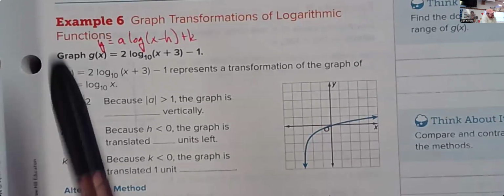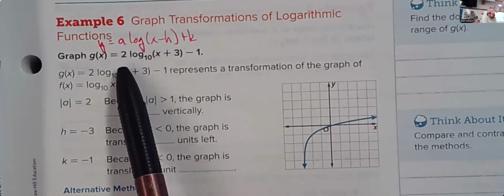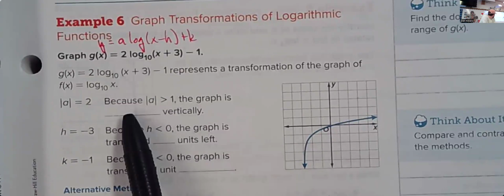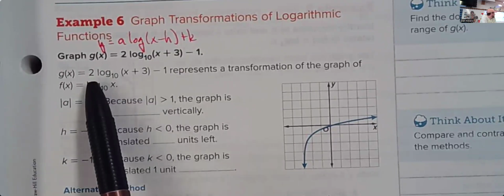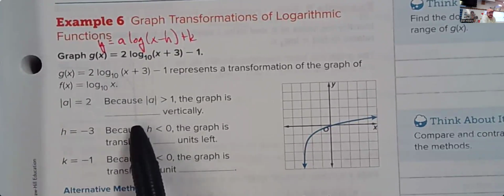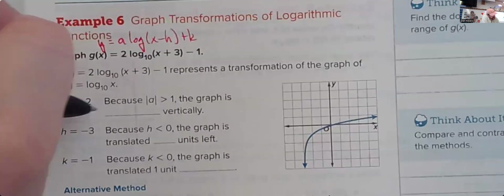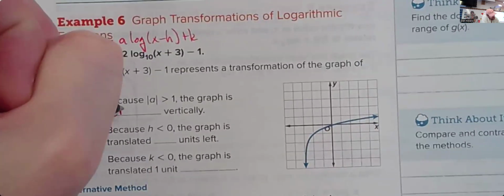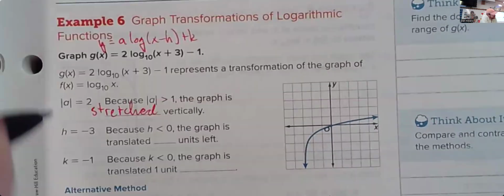Because the number in front of the logarithm that is multiplying it has an absolute value of greater than 1, that means the graph is what vertically? The value of a is 2, which has an absolute value greater than 1. What's happening to the graph vertically? Stretch, yeah. It's being stretched vertically.